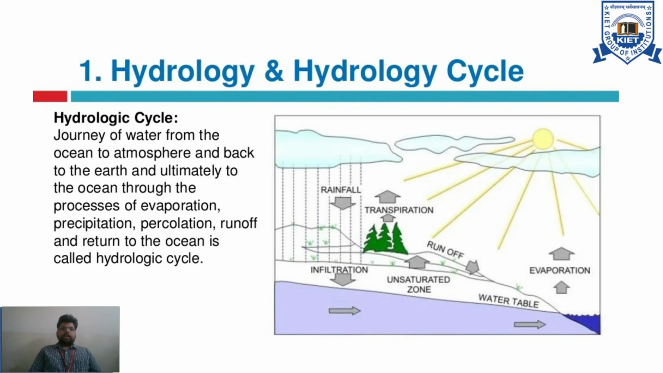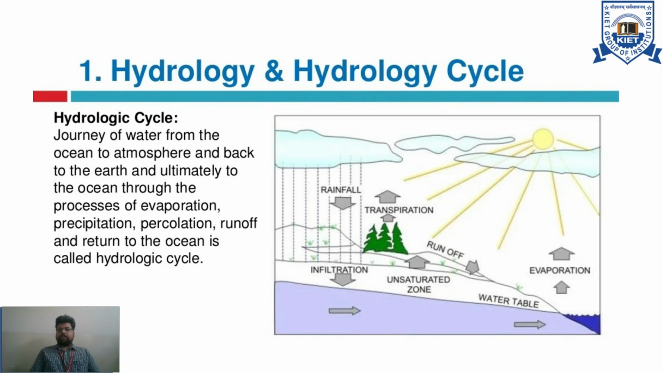Heading towards the hydrologic cycle, there are numerous components involved in the hydrologic cycle. A few of them we are going to study in the coming slides. Now, the journey of water from the ocean to the atmosphere and back to the earth, and ultimately going towards the ocean through the processes of evaporation, precipitation, percolation, runoff and return to the ocean is called the hydrologic cycle.